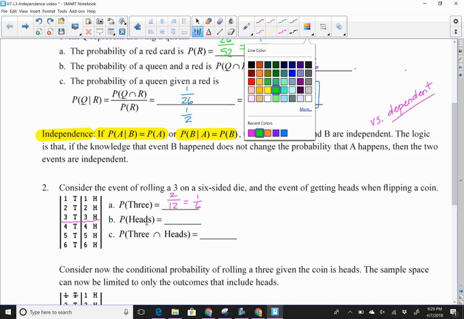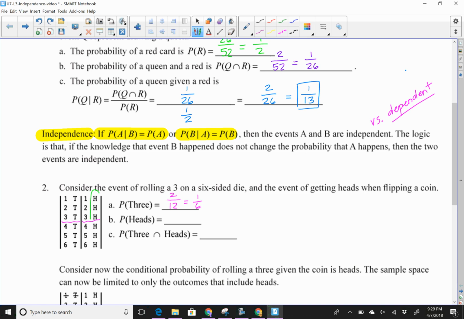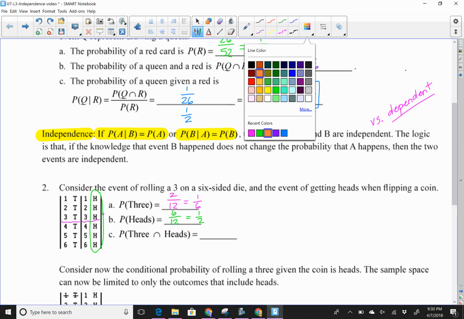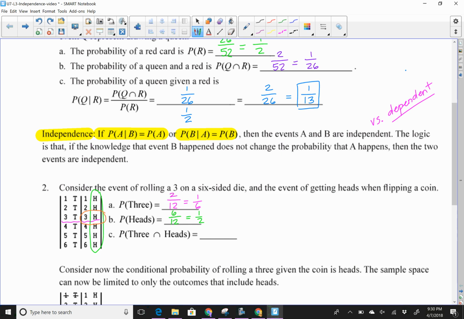Okay, the next one says, what's the probability of getting heads? Well, all of these have heads. How many is that? That's 1, 2, 3, 4, 5, 6. That is 6 out of 12, which reduces to 1/2. Now, what's the probability of a 3 and heads? If you look at all that we have, this is the only one that has 3 and heads. So that is 1 out of 12. You can also remember that the probability of 3 and heads is the probability of 3 times the probability of heads, and I'm going to stop talking.